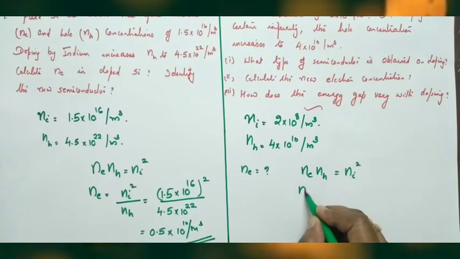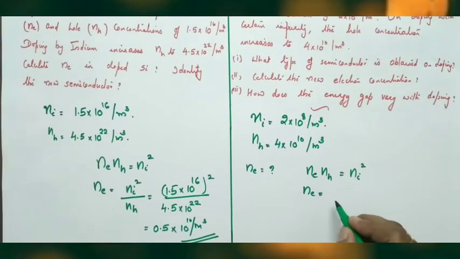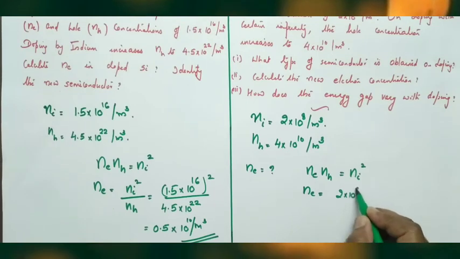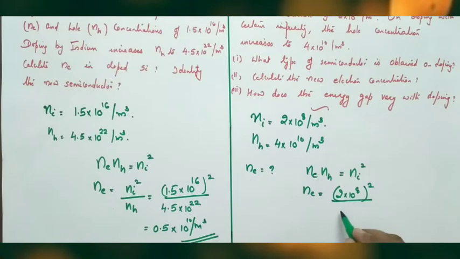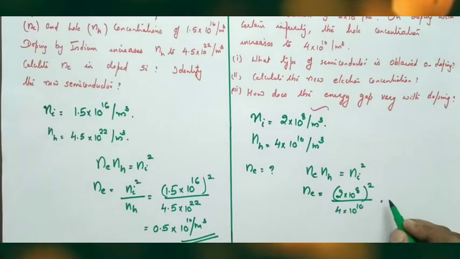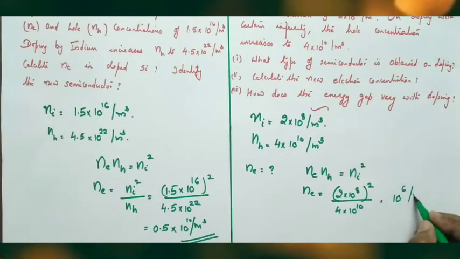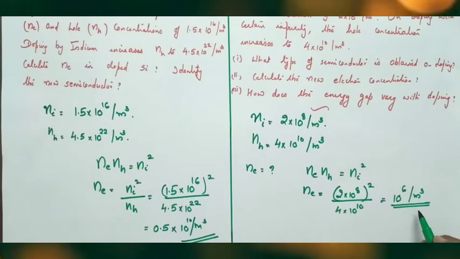Clear? So Ne is equal to, we can substitute, Ni is 2 × 10^8 the whole square divided by 4 × 10^10. So on simplification, its answer is 10^6 per meter cube. So electron concentration is equal to 10^6 per meter cube.